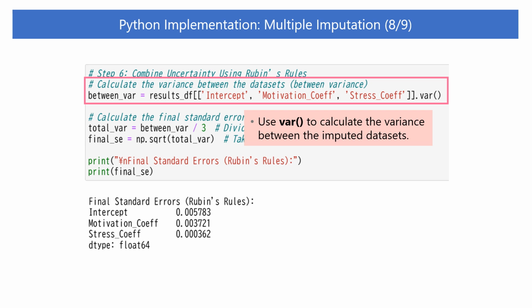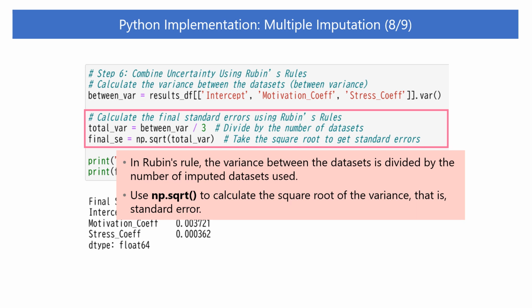The var function is used to calculate the variance between the imputed datasets. In Rubin's rules, the variance between the datasets is divided by the number of imputed datasets used. Here, we use 3 datasets, so we divide it by 3. By doing so, we can integrate the results from the 3 datasets and calculate a variance that reflects the overall variance.